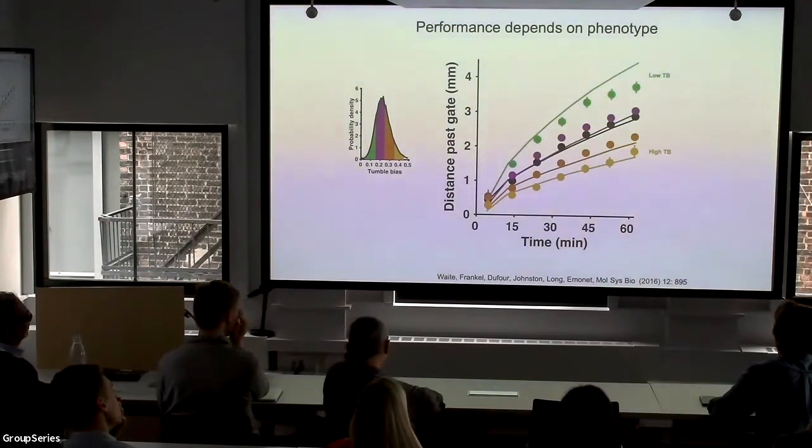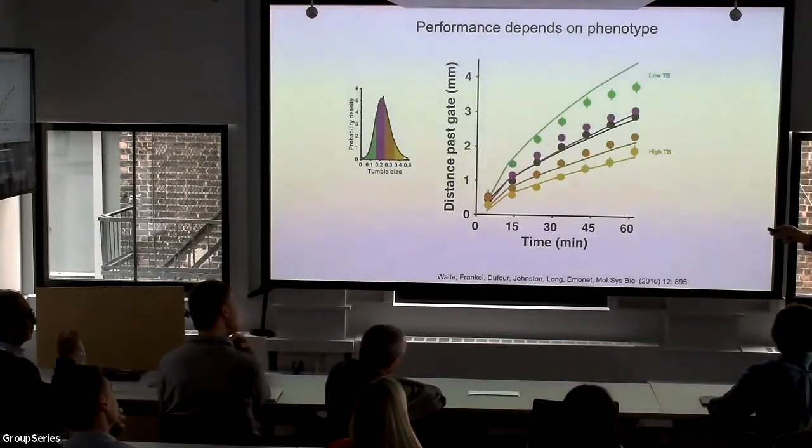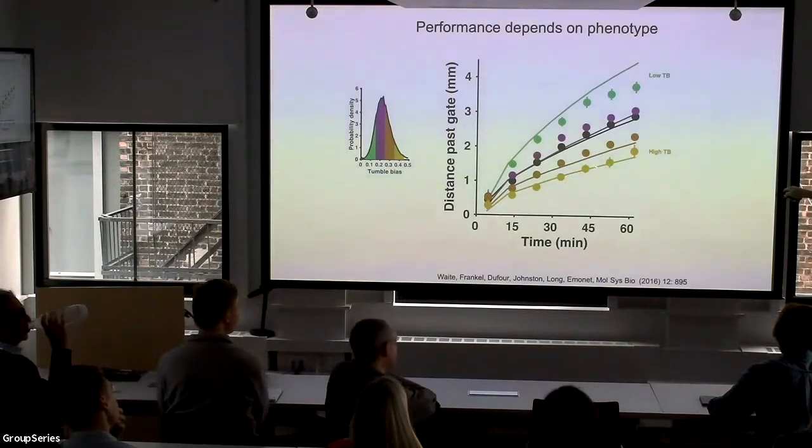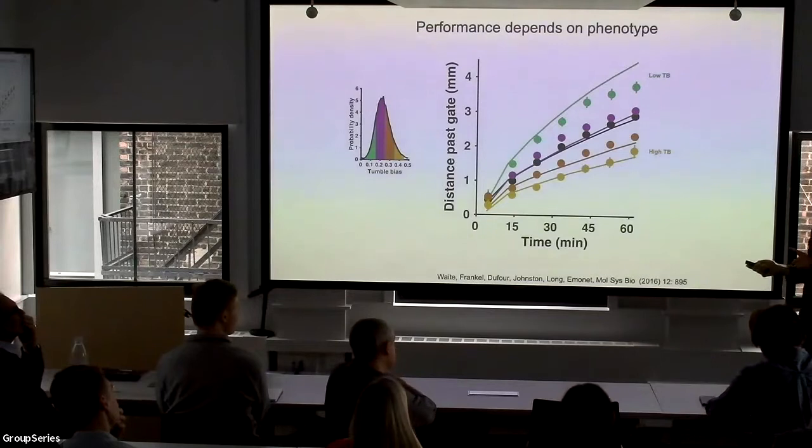But the bottom line that this shows is that in the wild-type population of bacteria, you have cells that are climbing the gradient on average 4 or 5 times faster than others. So there's wide diversity now in performance, okay?